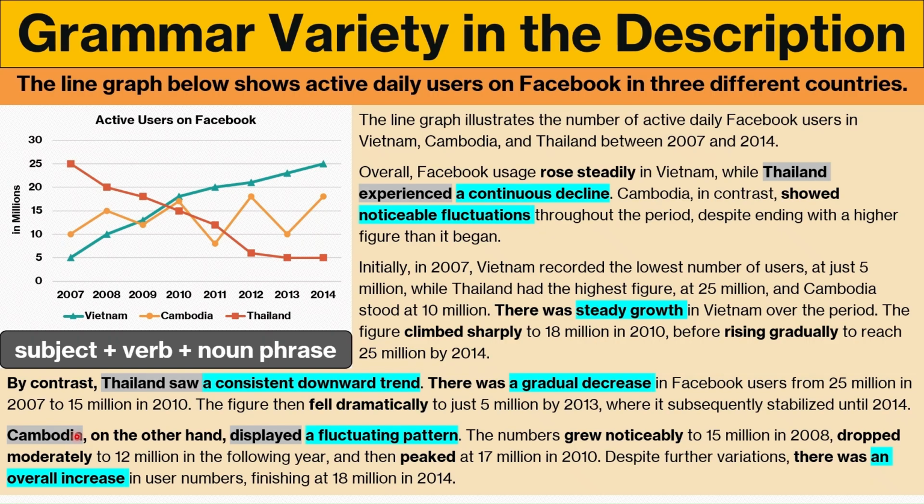And Cambodia displayed a fluctuating pattern. This variation improves coherence and reduces repetition. The key idea is balance. By alternating between these patterns, the writing demonstrates control and grammatical range, exactly what the examiner looks for under this criterion. Now, let's move on to vocabulary variety and see how precise word choices help avoid repeating the same words.